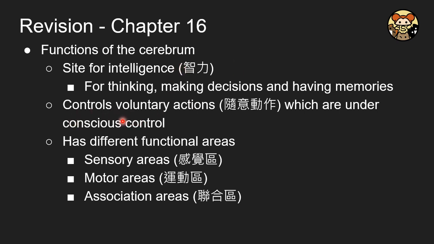And the cerebrum is also controlling the voluntary actions. Voluntary actions means that the actions are under your conscious control, which means that you know what you are doing. However, in our real life, a lot of people are doing voluntary actions without any notice, which is a very sad biological truth. And there are different functional areas: the sensory areas, motor areas, and also association areas. I don't recommend you to remember the exact position of it because I don't think it is really that necessary.